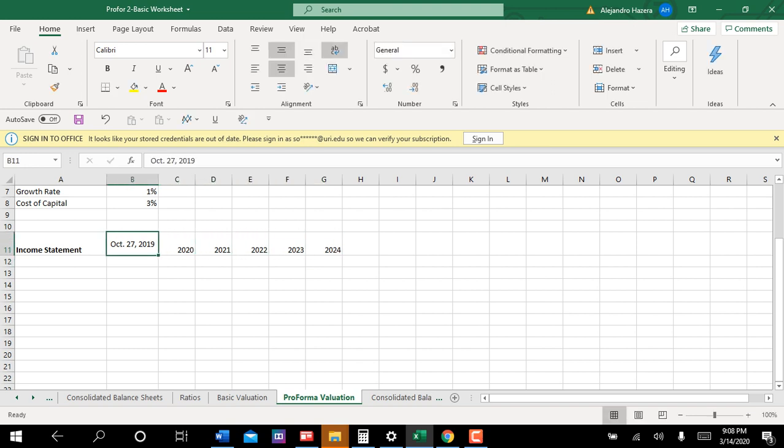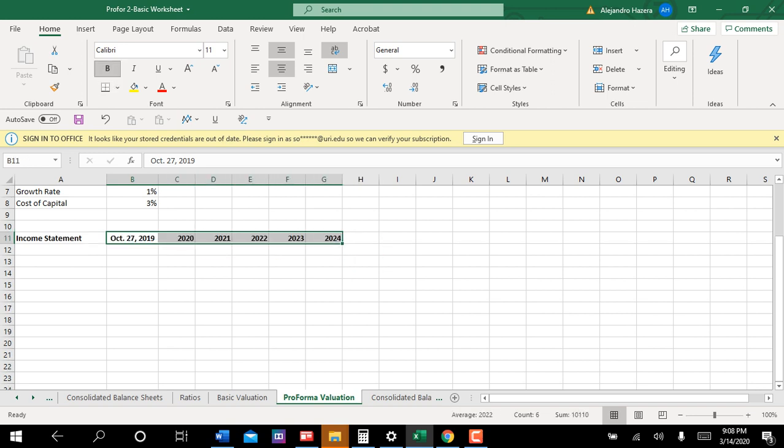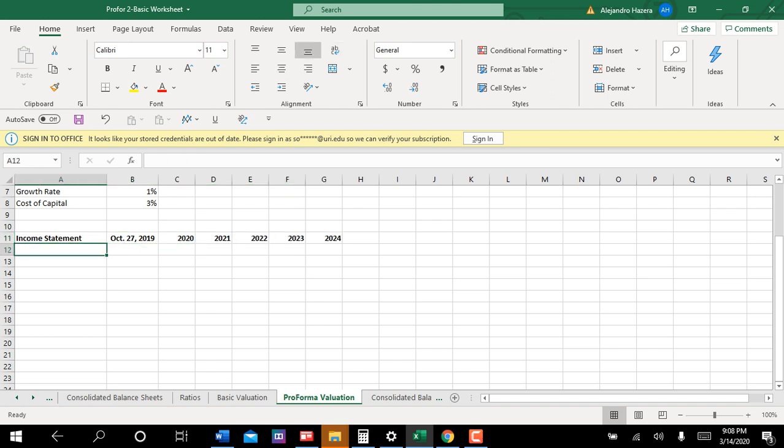Okay, so we'll do that, and we might as well make this a little bit more formal. So we'll bold these, and that looks pretty good right there. Okay, and now what I'm going to do, and I want you to be careful with this, is go over to the income statement in the 10K, and all I'm going to do is copy.